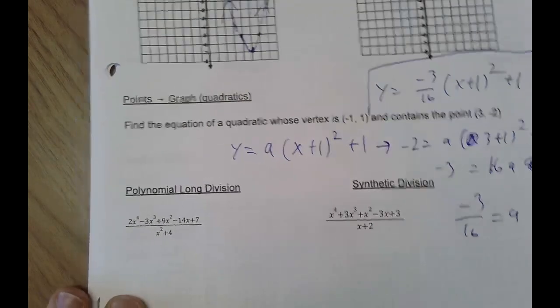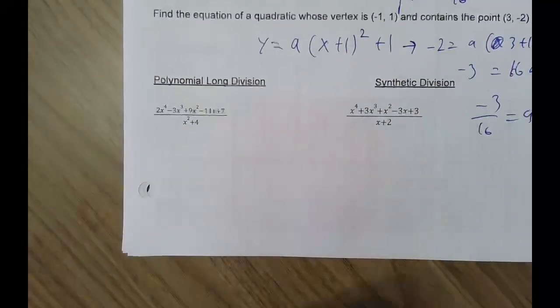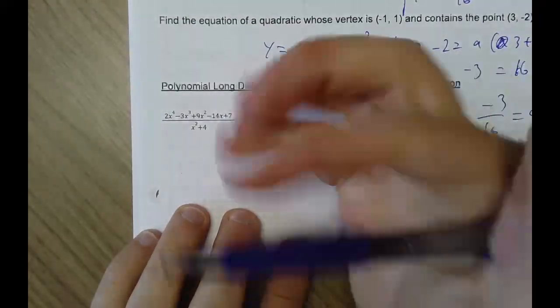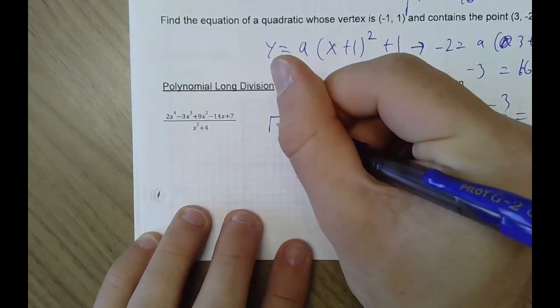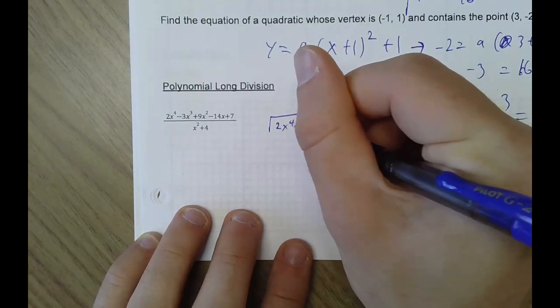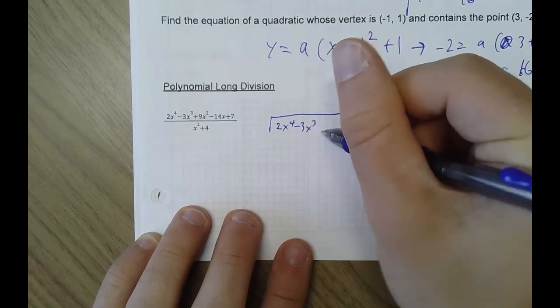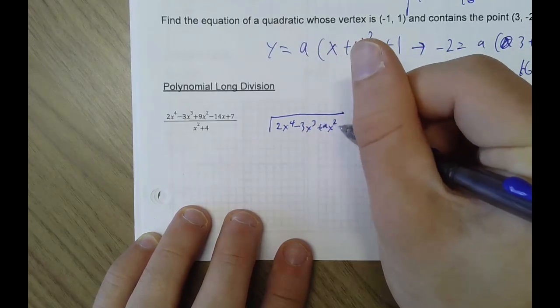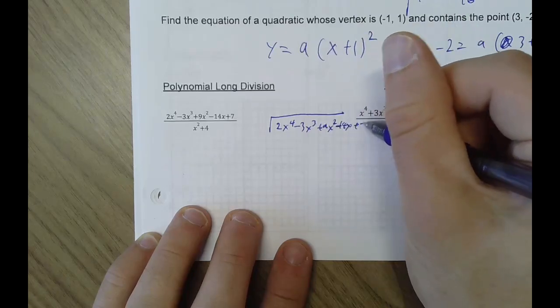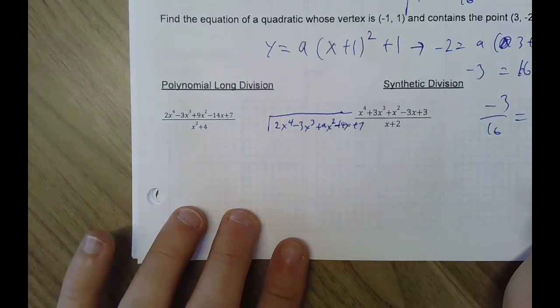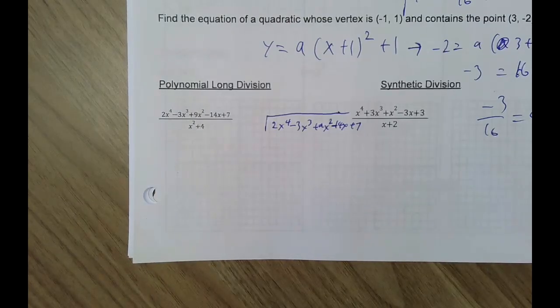All right, polynomial long division and synthetic division. So polynomial long division, we write out like this. Put the numerator inside, so 2x to the 4th minus 3x to the 3rd plus 9x squared minus 14x plus 7. I'm going to grab some more paper here.